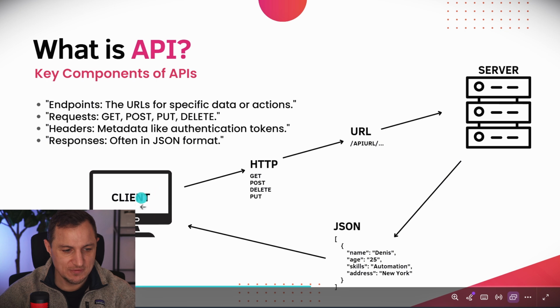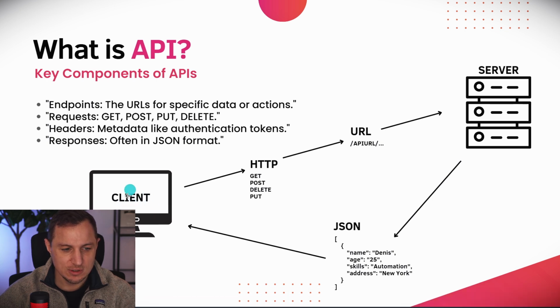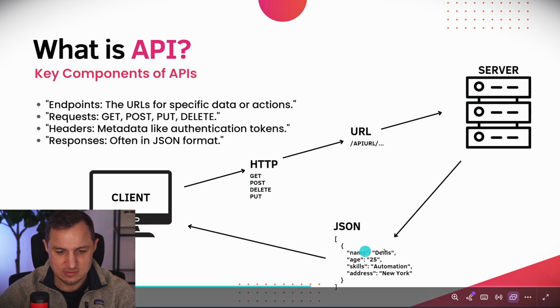So if we look at that, we have the client, for example, our computer or our phone. It sends an HTTP request, which is either get, post, delete, or put with a URL. So here, for example, whatever the URL of the API is, that goes then to the server. The server then understands what needs to be done. For example, get some information about, let's say, Dennis. So get the information, name, age, skills, address, get all of this information from the server.